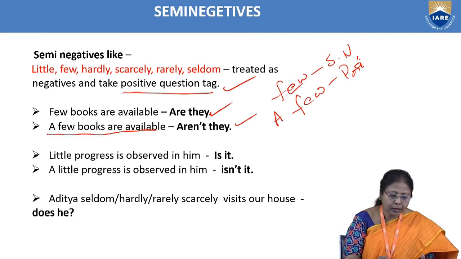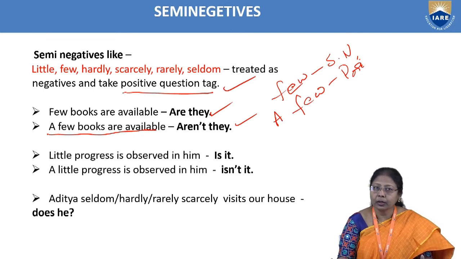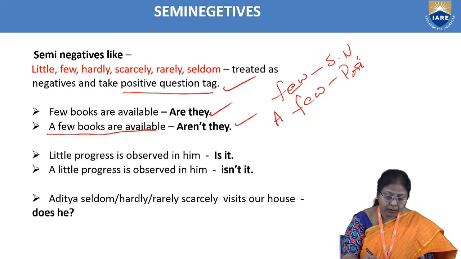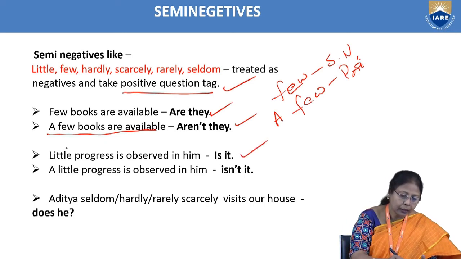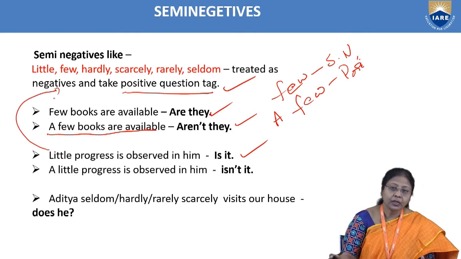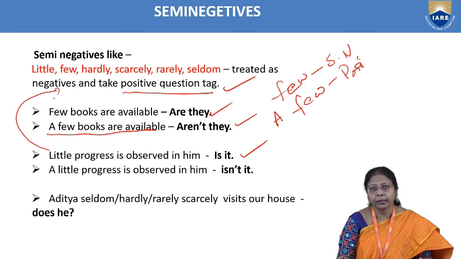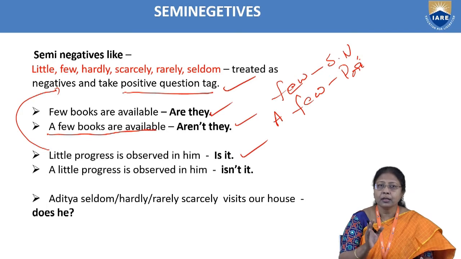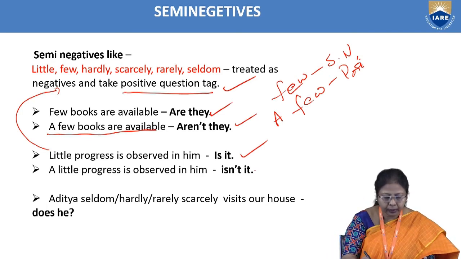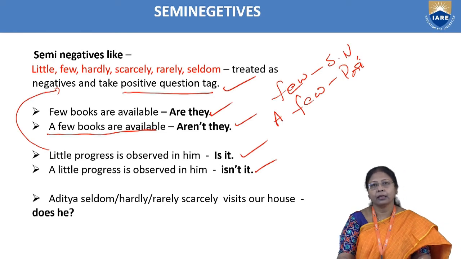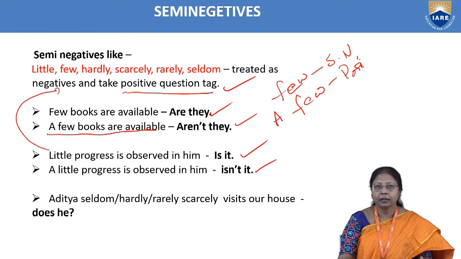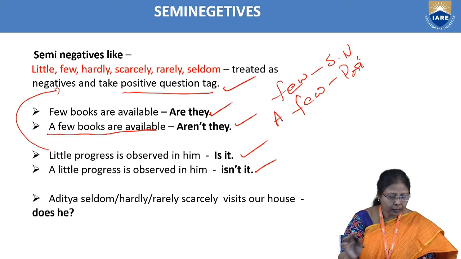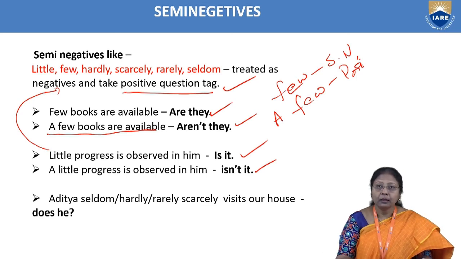Little progress is observed in him. Is it? Little progress is a negative form. Semi-negative considered as a negative. A little progress is observed is a positive. So we have taken it as a negative question tag. Isn't it?